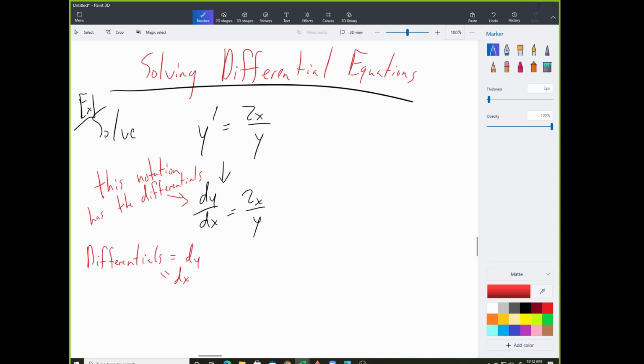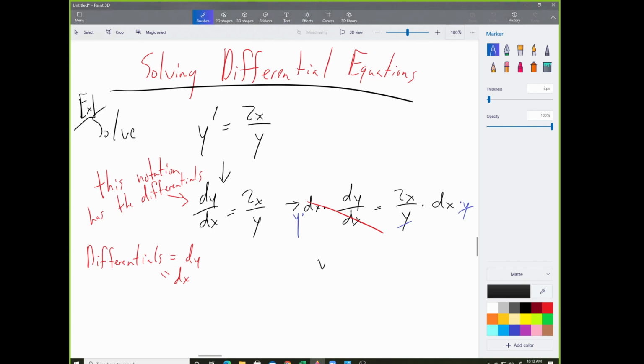All right, anyway, back to the differential. What's great about setting it up in its differential form is we can play with it with some algebra and get it set up for an integral. So right now, for example, if we have dy over dx equals 2x over y, while some mathematicians will frown on this, you really can treat these differentials like they're fractions and move them to the other side, so that we get y dy equals 2x dx.